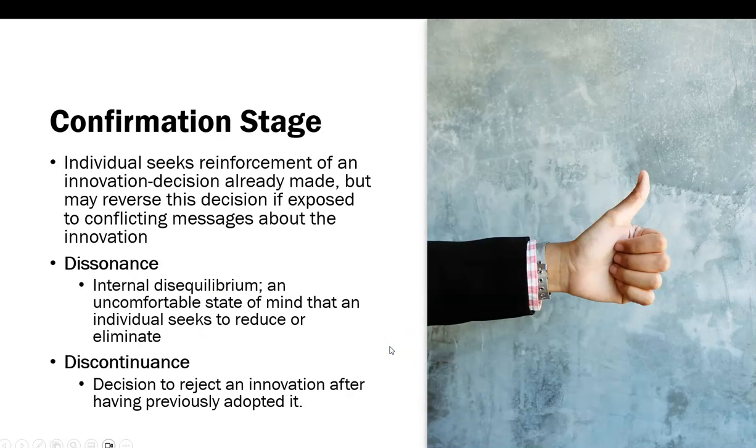The final stage is confirmation. And this is when you seek reinforcement of a decision you've already made. And in doing so, you may reverse the decision if you come to some conflicting messages. You may decide that this wasn't the right idea. And when that happens, you might experience dissonance. We're going to talk more about dissonance this semester, but this is this internal disequilibrium. It's this uncomfortable state of mind that you always want to try to reduce or eliminate.